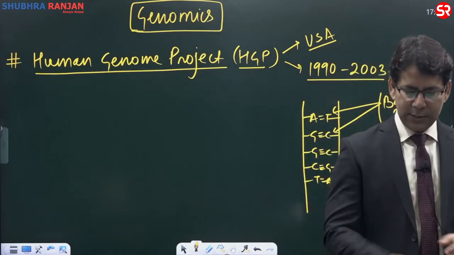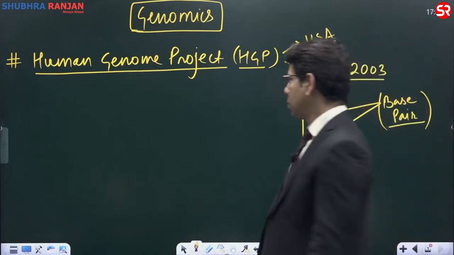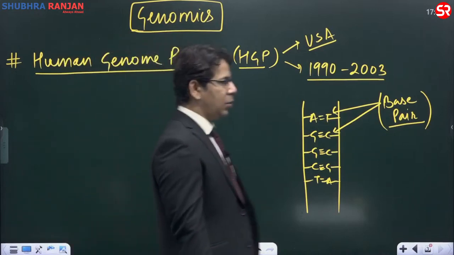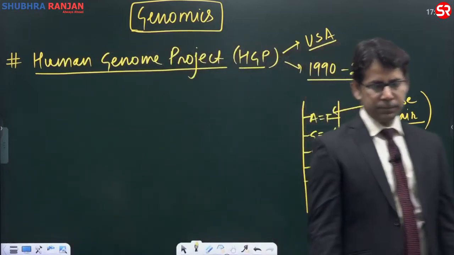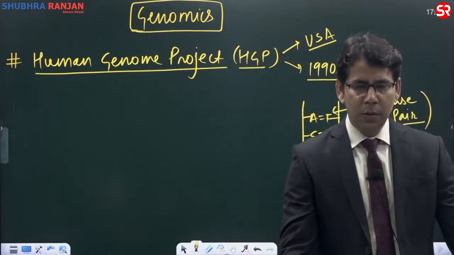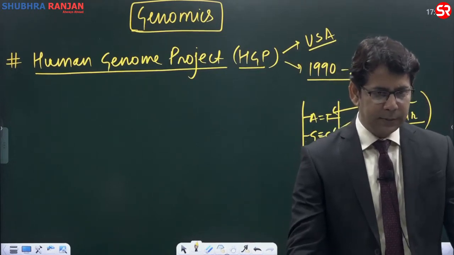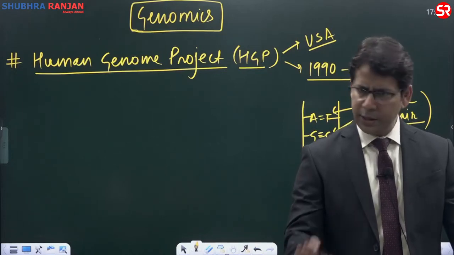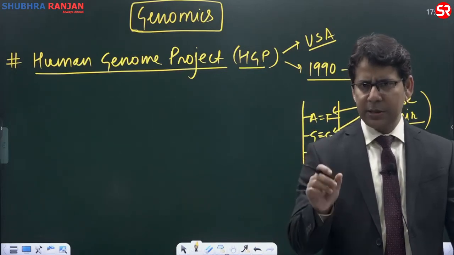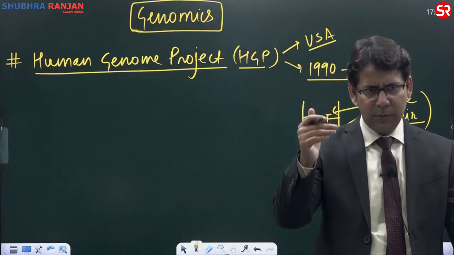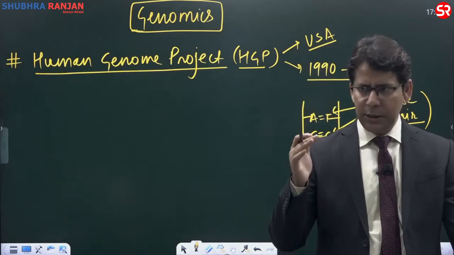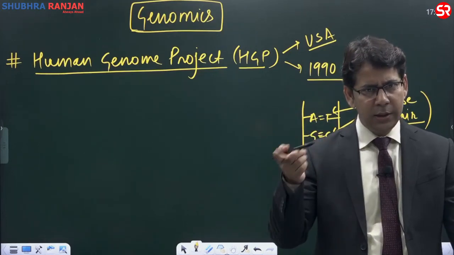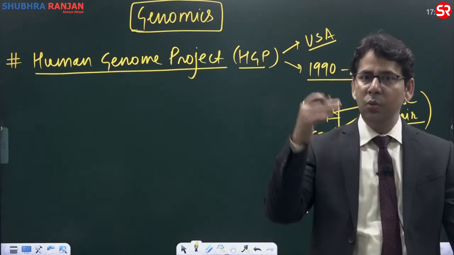Next you can write: it is also known as gene sequencing or gene mapping. Okay? So in the human genome project, the idea was to read all the information written onto the DNA. In the last class, we discussed how this information is written onto the DNA. In this class, we are talking about how we read that.